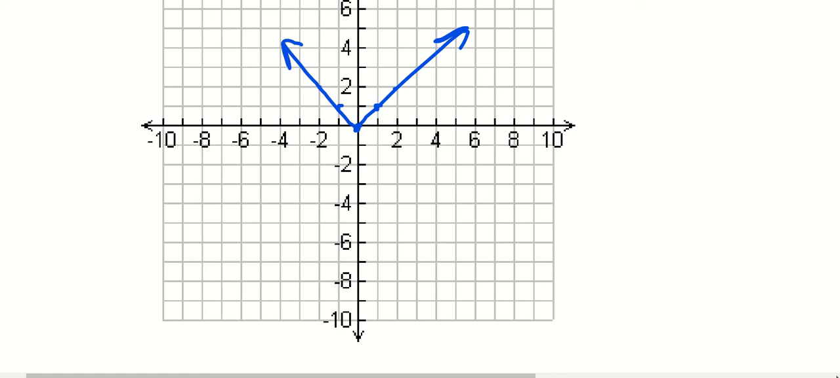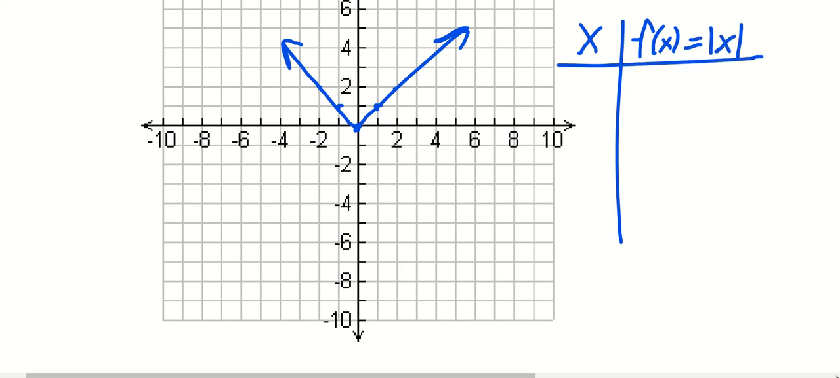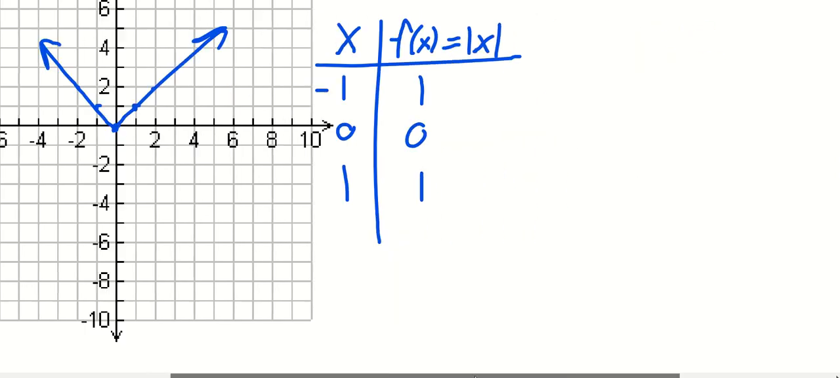And for this first one, let's make a table of values here. Here's x. Here's f of x, which is the absolute value of x. And I'll keep track of just these 3 key points: -1, 0, and +1. The absolute value of -1 and 1 is equal to 1.